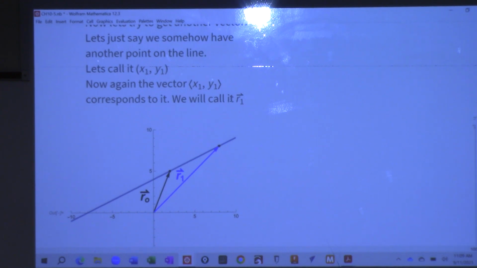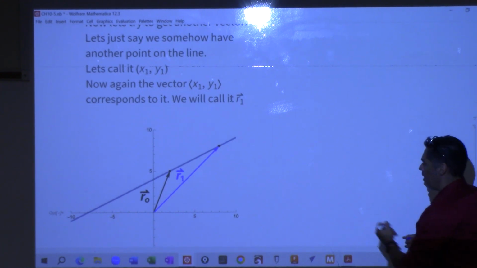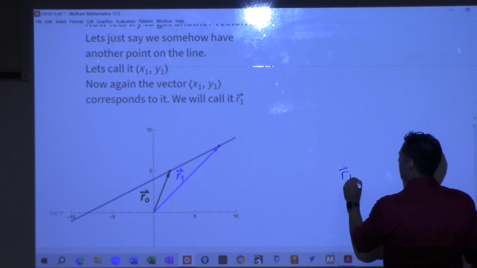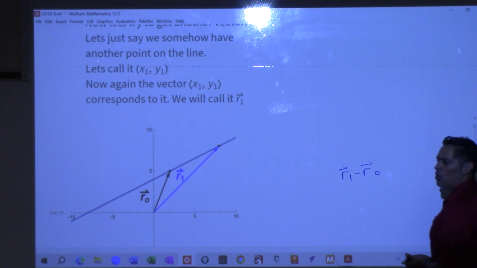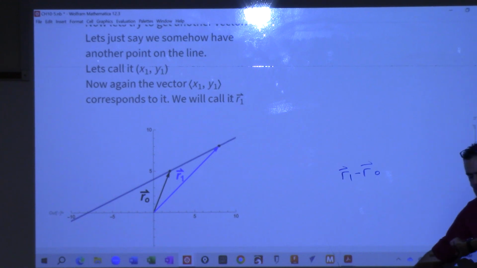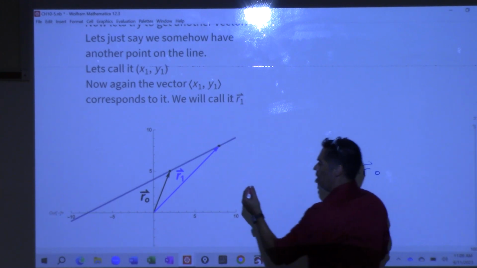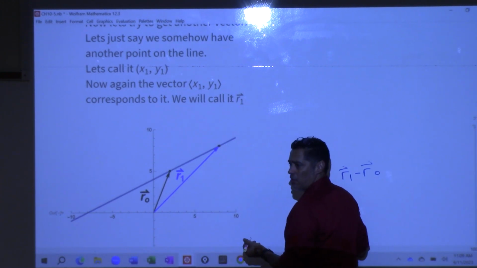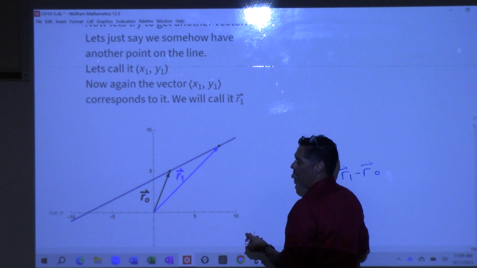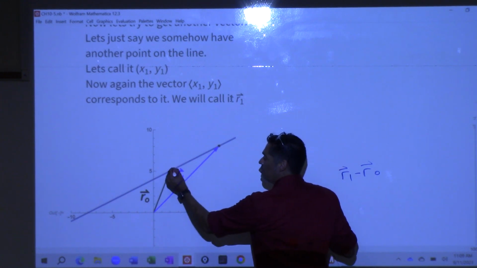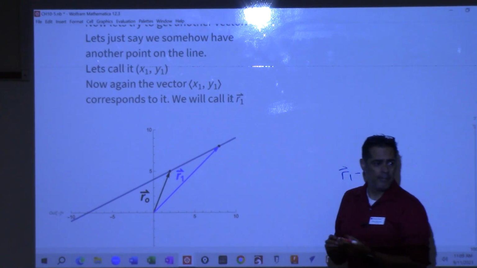And now the cool part. I'm going to calculate R1 minus R naught. And what does R1 minus R naught give me? This gives me another vector that connects from where to where? From the tip of R naught to the tip of R1. So it would go from here to here, wouldn't it?